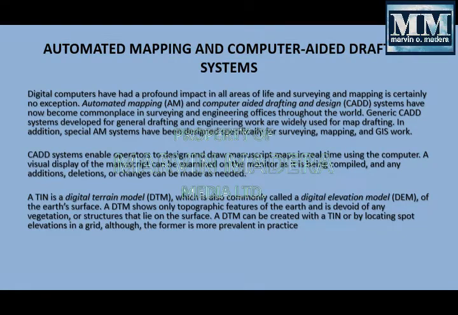A TIN is a digital terrain model, which is also commonly called the digital elevation model of the Earth's surface. The DTM shows only topographic features of the Earth and is devoid of any vegetation or structures that lie on the surface. A DTM can be created with a TIN or by locating spot elevations in a grid, although the TIN format is more prevalent in practice.